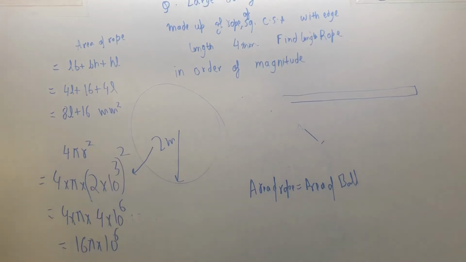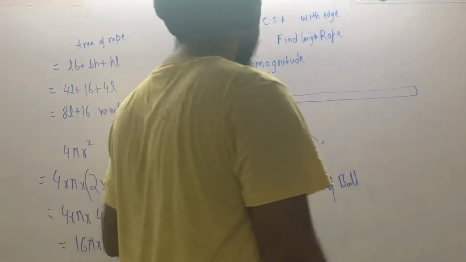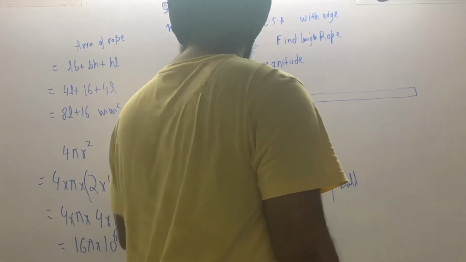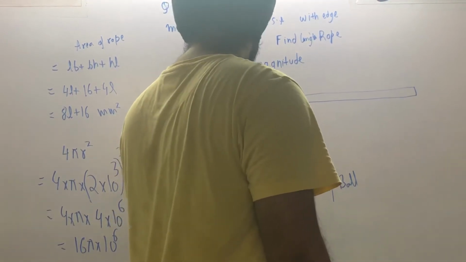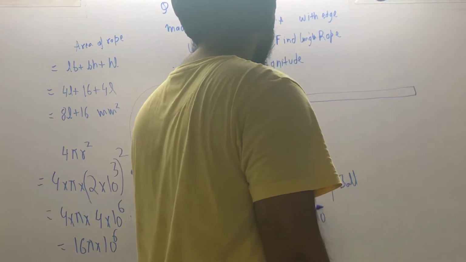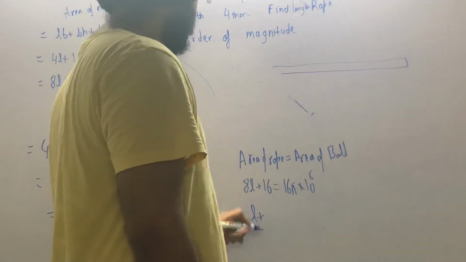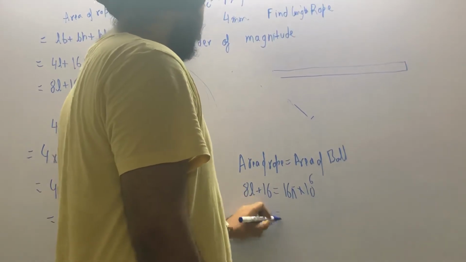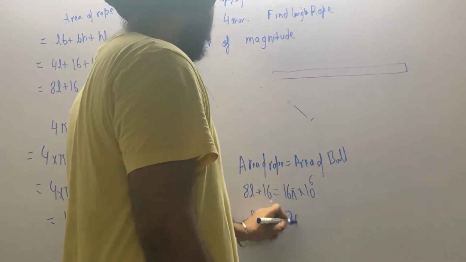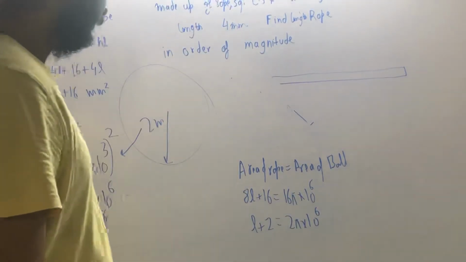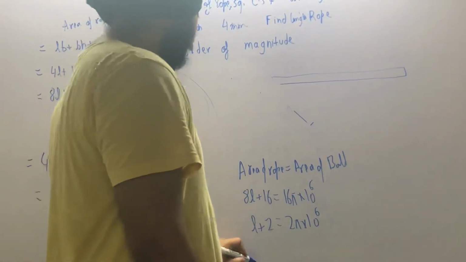So the area of the rope is equal to the area of this ball. So 8L plus 16 is equal to 16 pi into 10 raised to the power 6. Okay, so L plus 2 is equal to 2 pi into 10 raised to the power 6. Now we will subtract them.